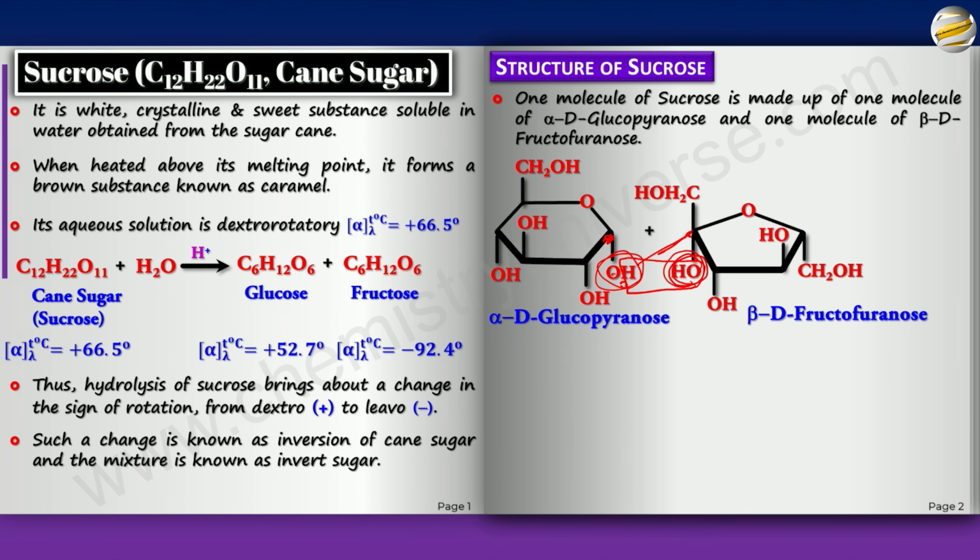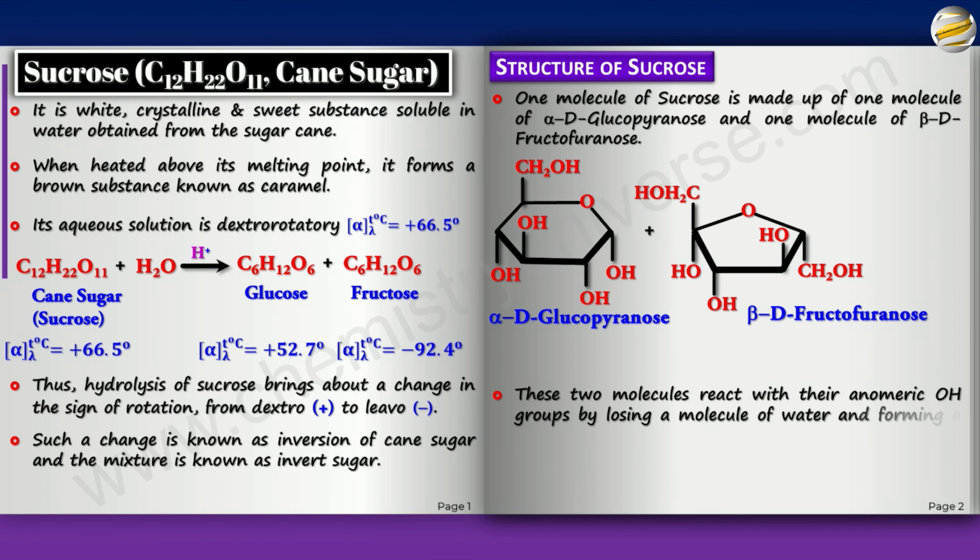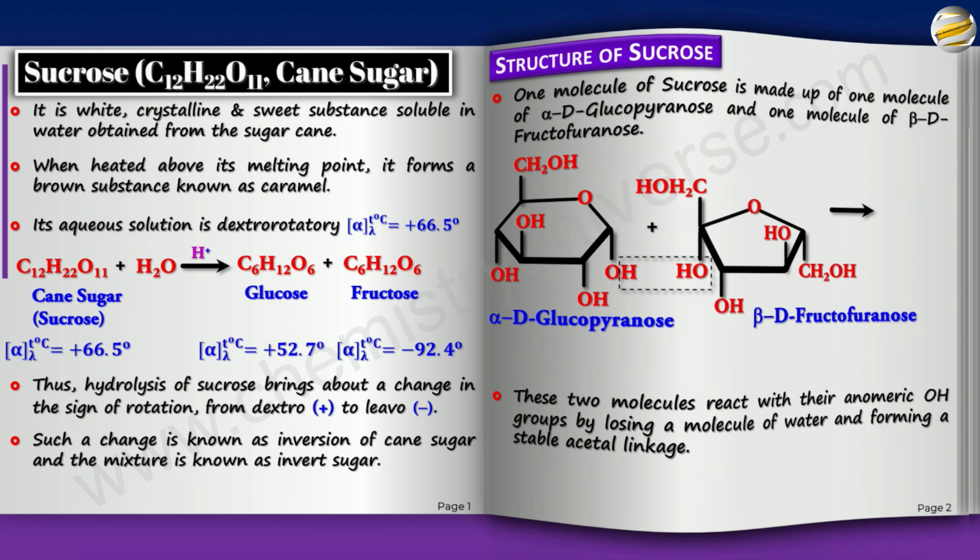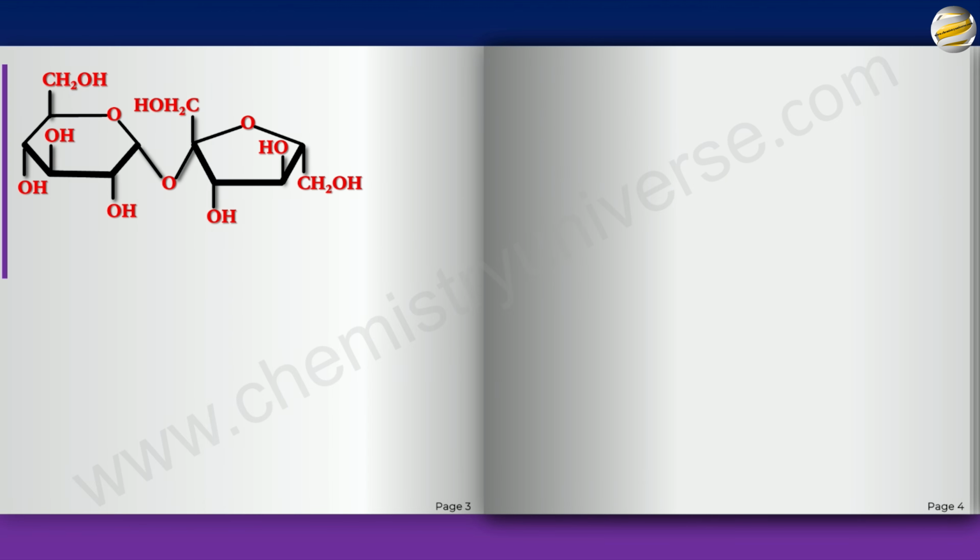So basically these two molecules react with their anomeric OH groups by losing a molecule of water and forming a stable acetal linkage. So this is what is happening. Can you see there won't be any hemiacetal in the actual disaccharide? Would it not be looking like this? Can you see this carbon which has the ether O and another ether O? It is not a hemiacetal, it's an acetal, which means it will not react in basic medium but will only hydrolyze in acidic medium.